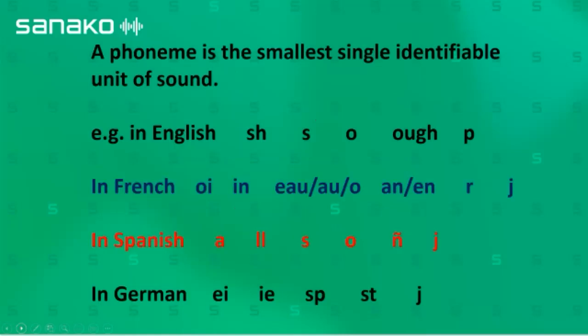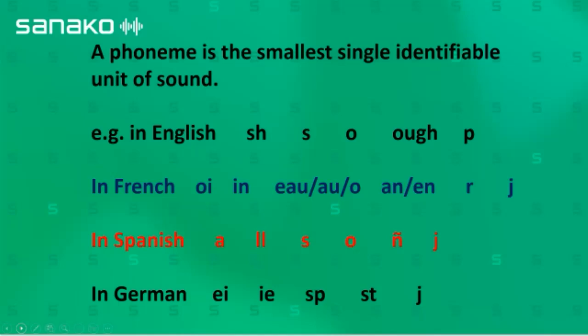So a phoneme is the smallest single identifiable unit of sound. We've got some examples here in English: sh, s, o, OUGH, which can actually be pronounced in 7 different ways in English, just an example of how difficult English is to learn for non-native speakers. So it could be pronounced uff as in tough, o as in dough, ow as in bow, oo as in through, or as in thought, for example. And then we have p, luckily only pronounced one way in English.